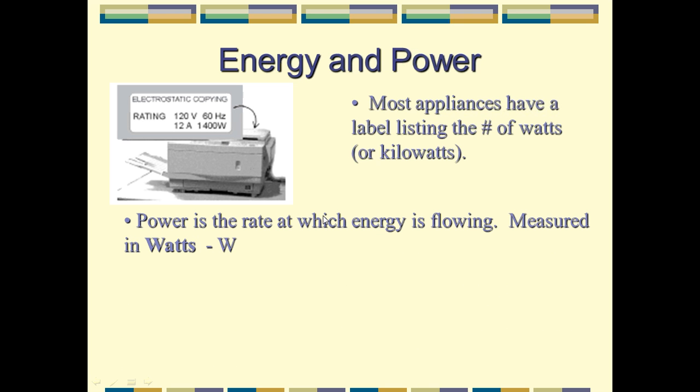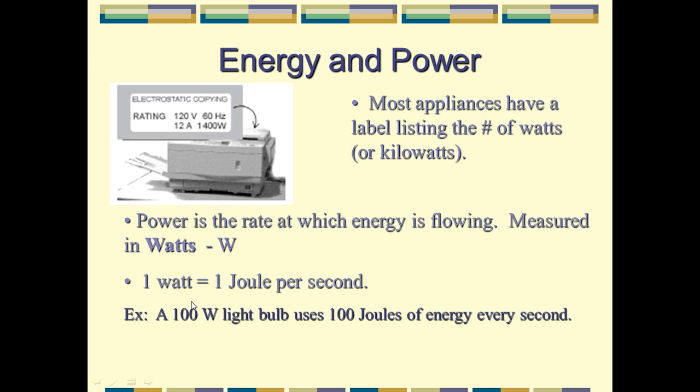So power is the rate at which energy is flowing. So how quickly is the energy going through a wire? How quickly is energy flowing through this machine? And it's measured in watts, just like it was in first semester. Power is in watts, which is W. 1 watt is 1 joule per second. So it's the amount of energy per second, which is the rate. So it's something over time. So joule per second.